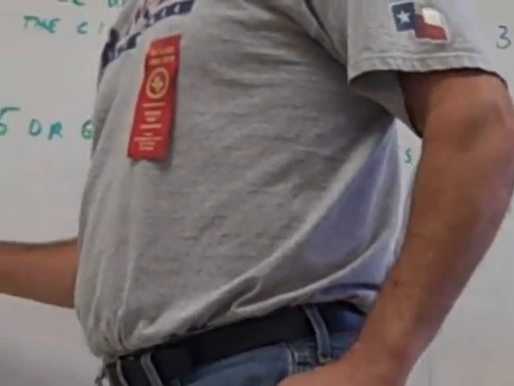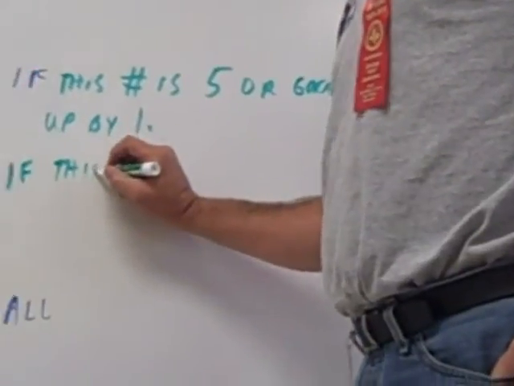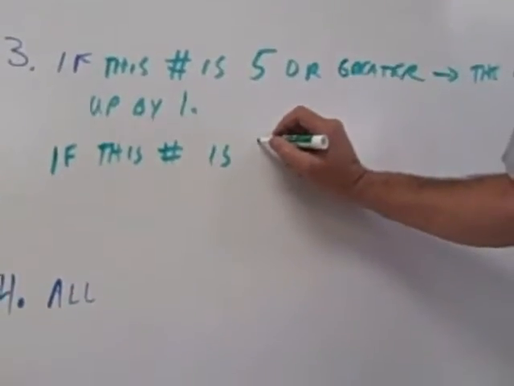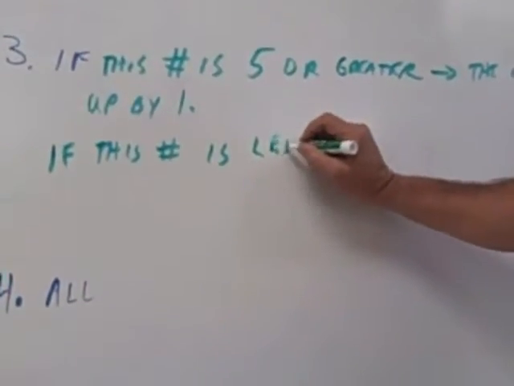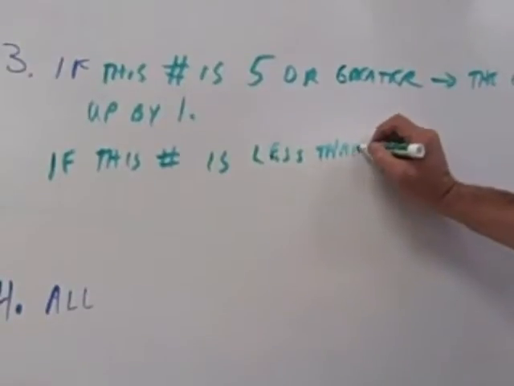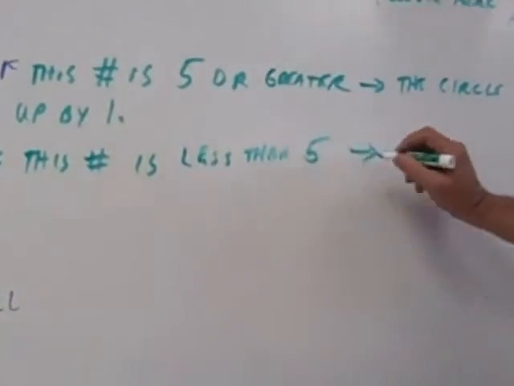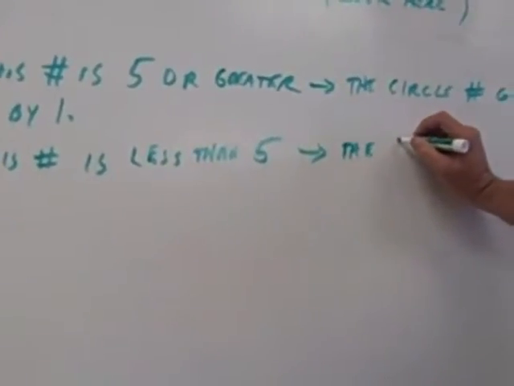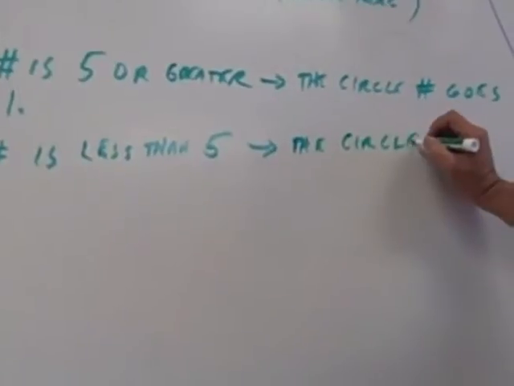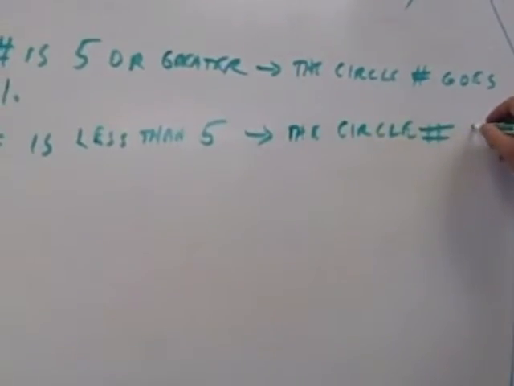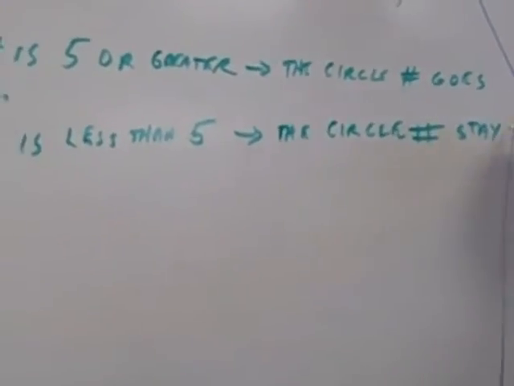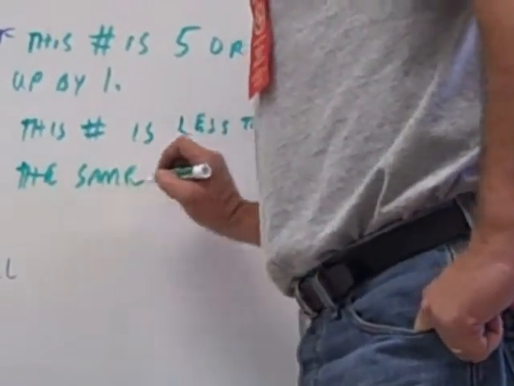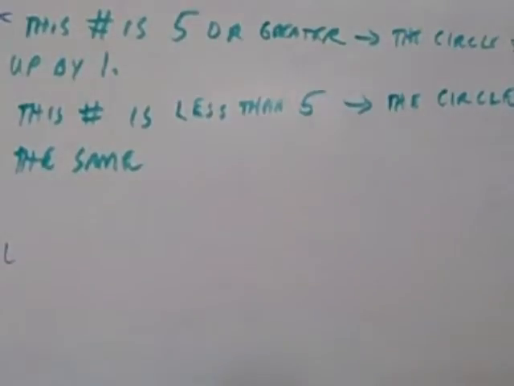What's the second part of number 3? If this number is smaller, less or smaller than 5, what? The circle number, what? Stays the same. Remember, we're not rounding down. It stays what it is.